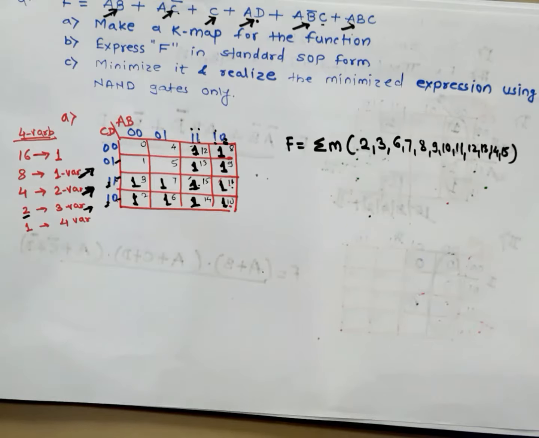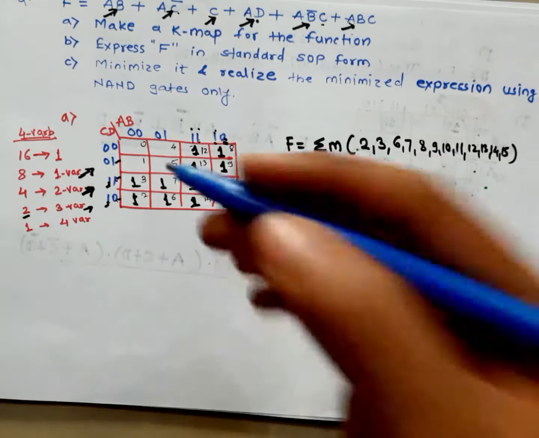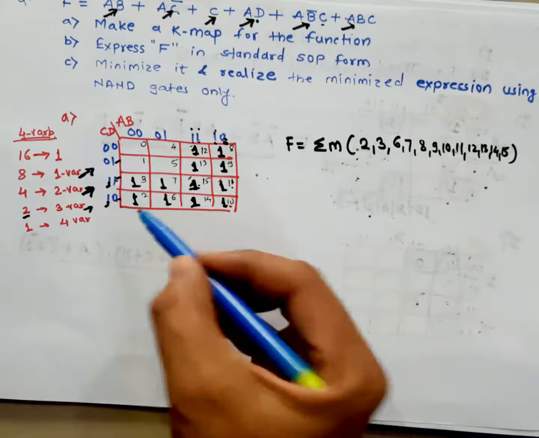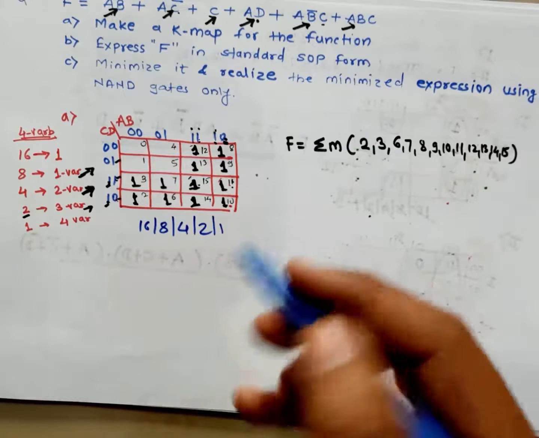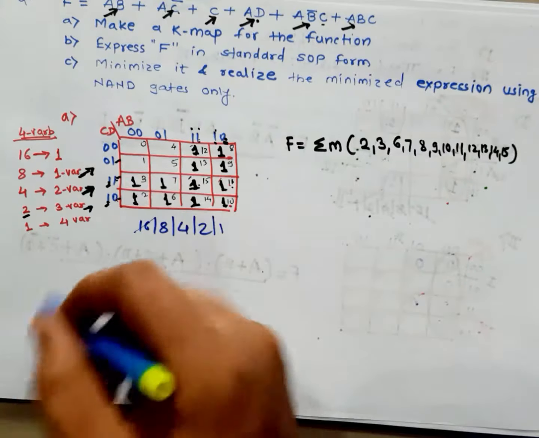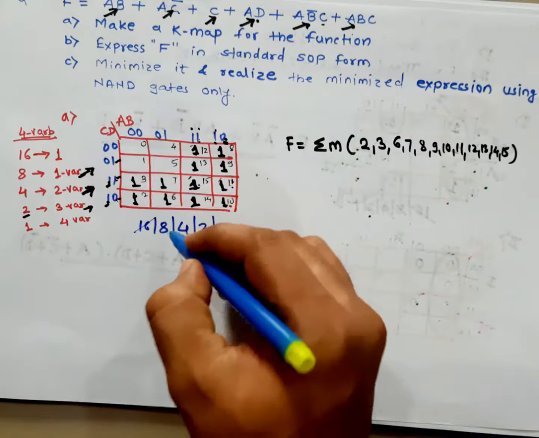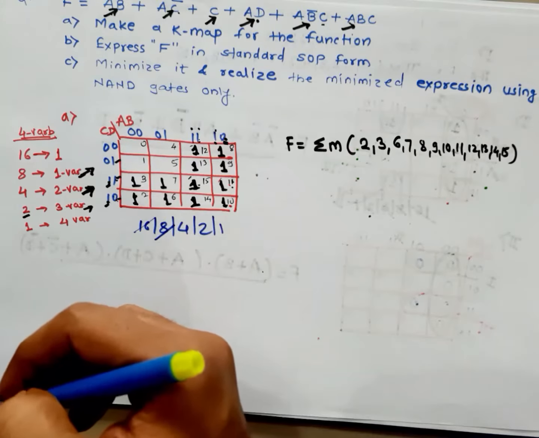Now the next part is that we need to minimize this and calculate the reduced equation, and that reduced equation should be implemented with the help of only NAND gates. So by using the K-map rules or steps, you can make the groups. Try first for 16 cells, then 8 cells, 4 cells, 2 cells and 1 cell. Is it possible to make a group of 16 cells? No. Is it possible to make a group of 8 cells in this example?